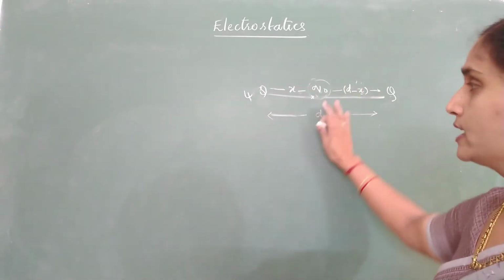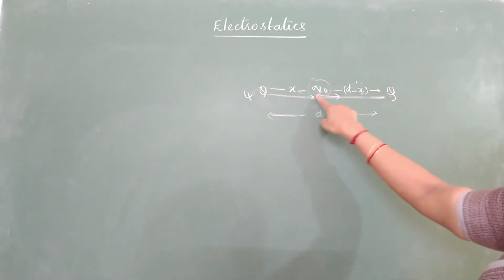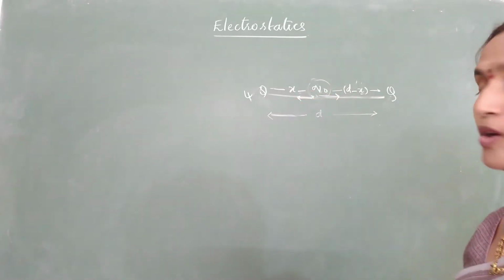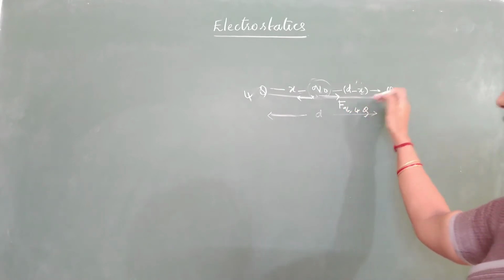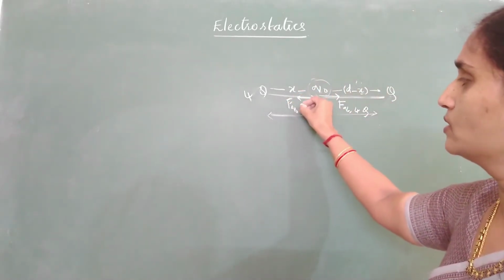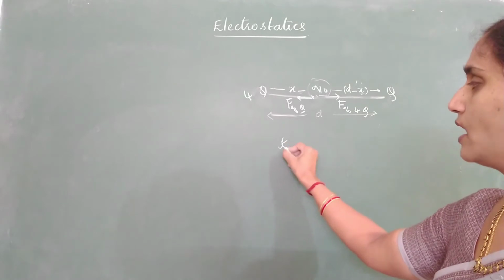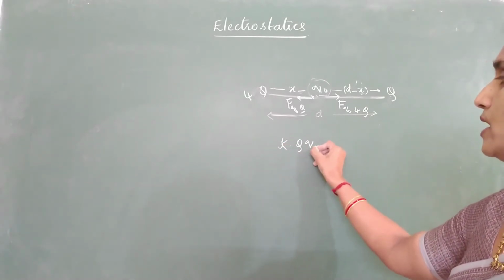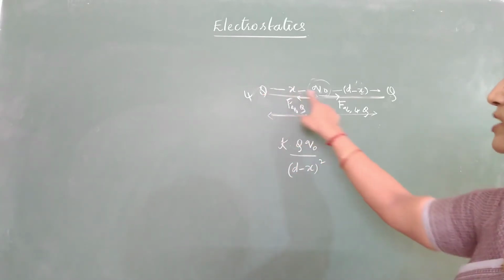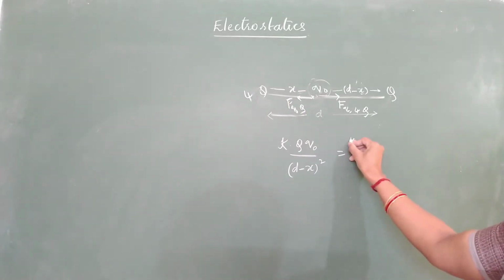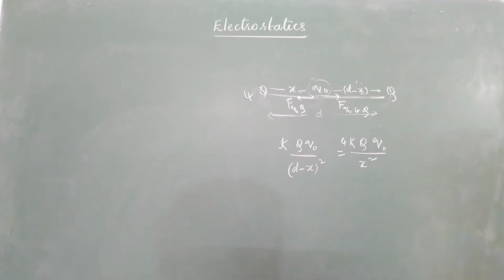How many forces is Q naught experiencing? One is due to 4Q, which is repulsive, this side. Force on Q naught due to Q, again repulsive, which is opposite. Equate the two forces. This is the force on Q naught due to 4Q, this is the force on Q naught due to Q. K, I am writing 1 by 4 pi epsilon naught as K itself. Q into Q naught by d minus x whole square should be equal to the force between these two charges, 1 by 4 pi epsilon naught 4Q into Q naught by x square.